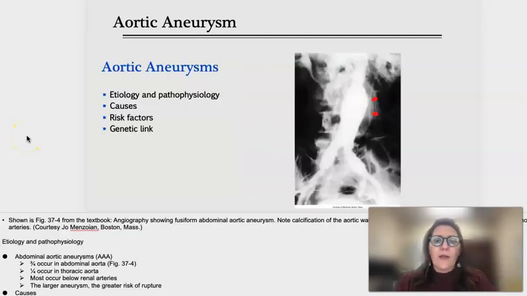So the etiology and pathophysiology: abdominal aortic aneurysm, 3/4 are in the abdominal aorta. 1/4 are in the thoracic. Most occur below the renal arteries, and the larger the aneurysm, the greater the risk of rupture, right? If the balloon is stretched, it has a much greater risk of popping than if you only put 2 breaths of air in the balloon. It could be degenerative or congenital.